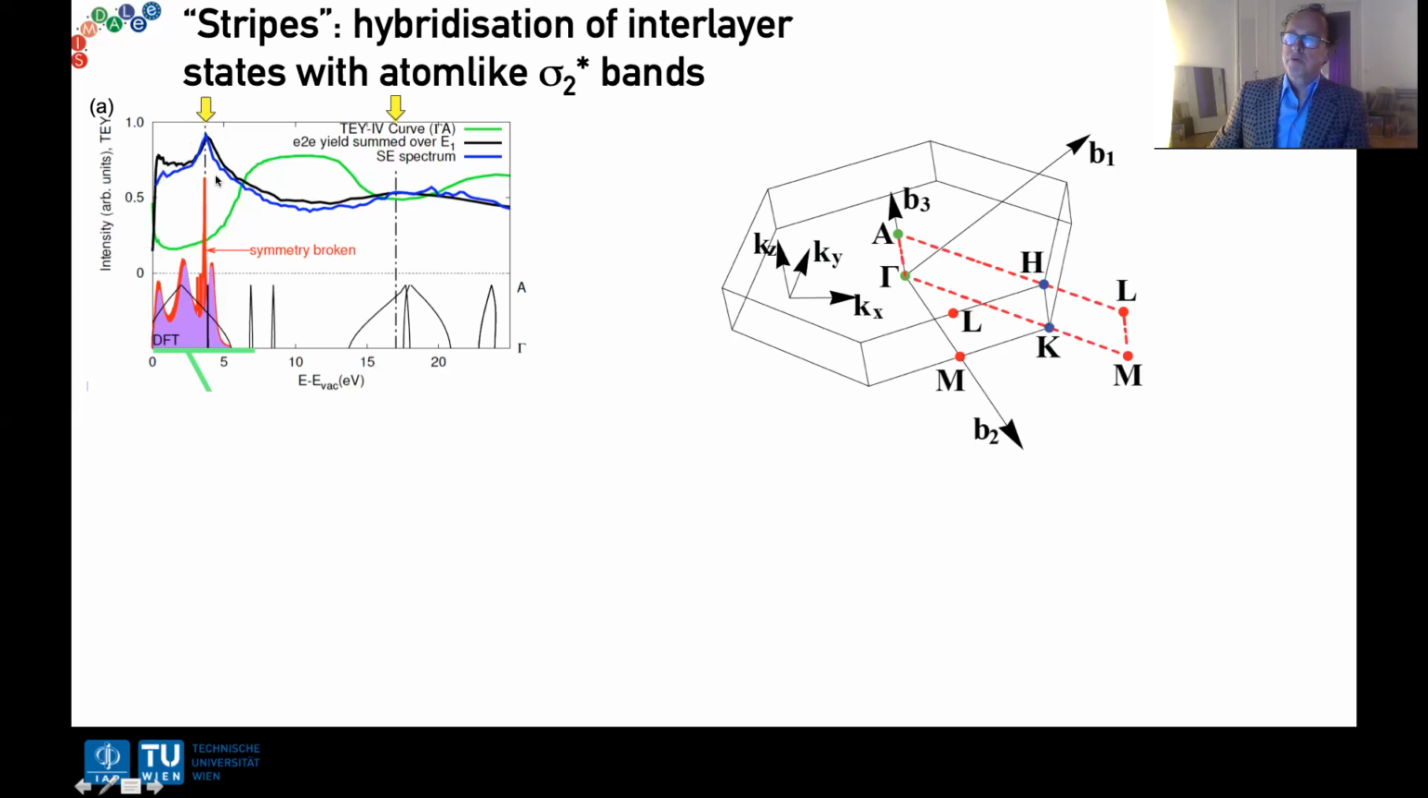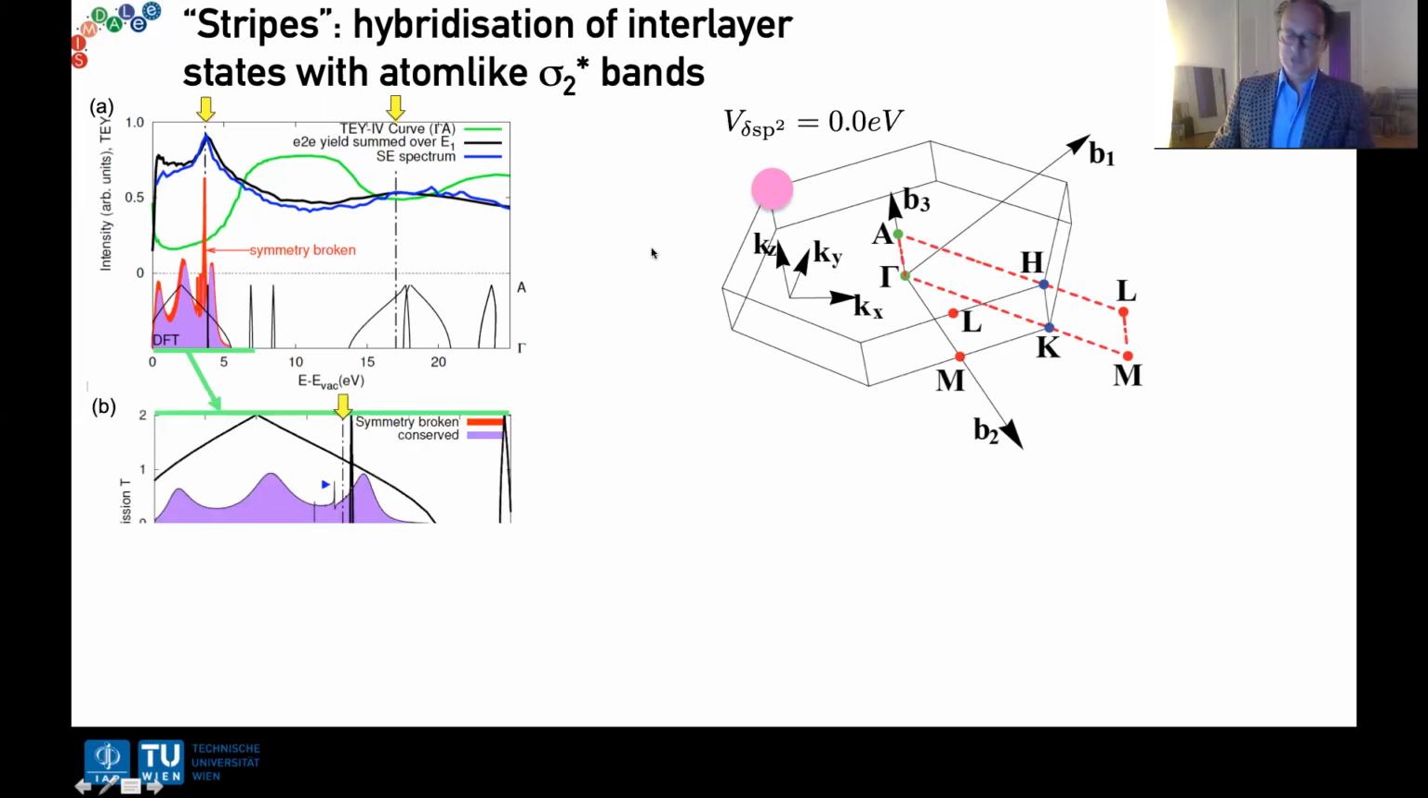The blue curve is the single secondary electron spectrum showing the strong resonance at approximately 3.7 eV. And the black curve is the coincidence spectrum summed over all energy losses. Okay, so if we take a perfect crystal with the perfect D6h symmetry and we simulate the transmissivity, we get the result shown in purple here. And it does not show a lot of structure. In particular, it does not show a lot of structure at this resonance of 3.7 eV.